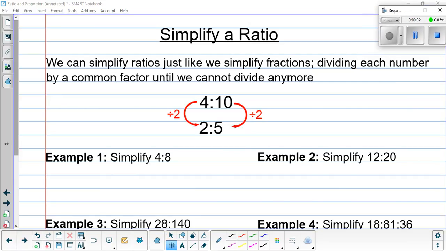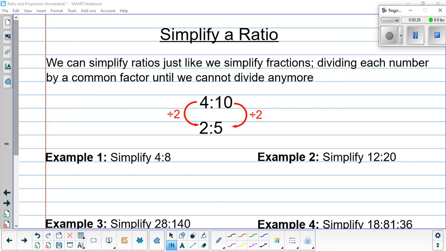So when we look at simplifying a ratio, we can simplify ratios just like we simplify fractions. This is why people really like ratios if they already know fractions, or really like fractions after they know ratios. They kind of go hand in hand. So what we do is, instead of dividing the numerator and denominator by the same common factor, we now divide the left and right.